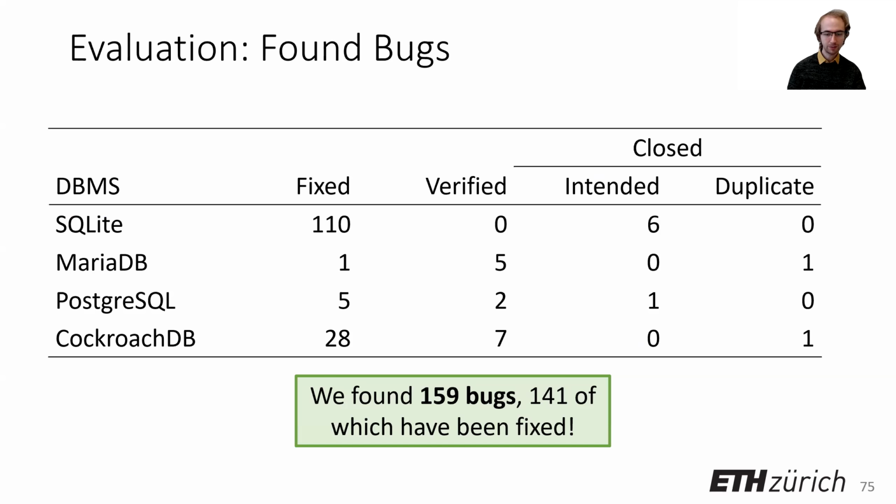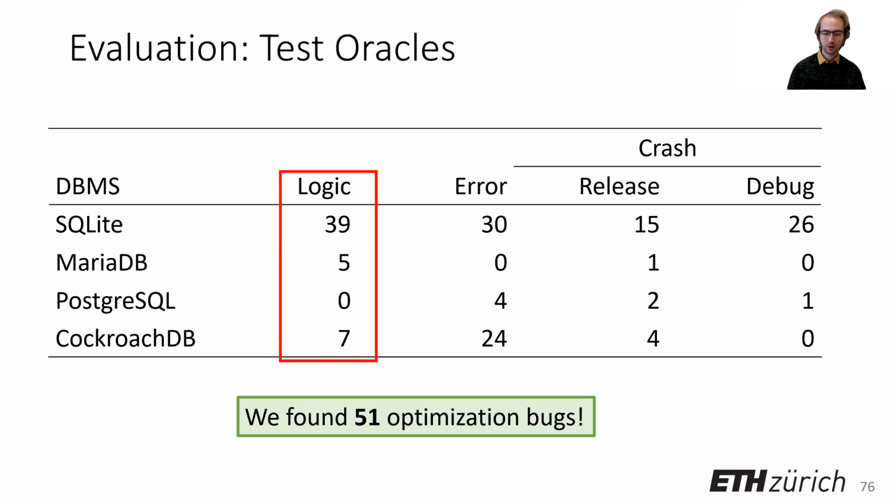We evaluated this approach on 4 DBMSs, namely SQLite, MariaDB, Postgres, and CockroachDB. And overall, we found more than 60 bugs, most of which have already been fixed. Overall, about 1/3 of these were optimization bugs. So we found more error and crash bugs, suggesting that these might be more common or easier to find.